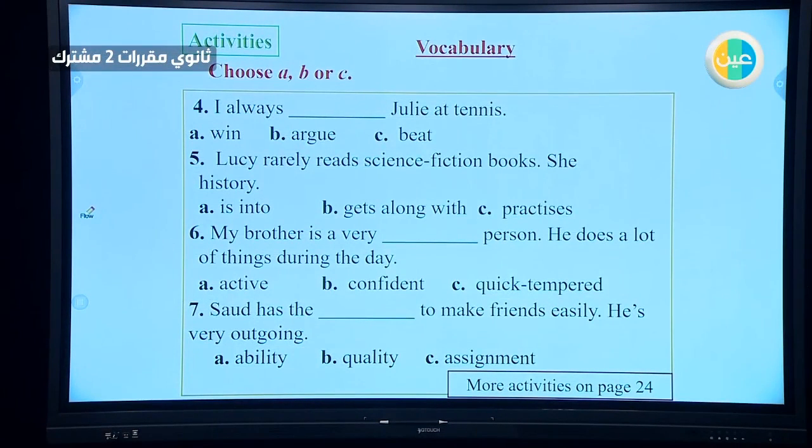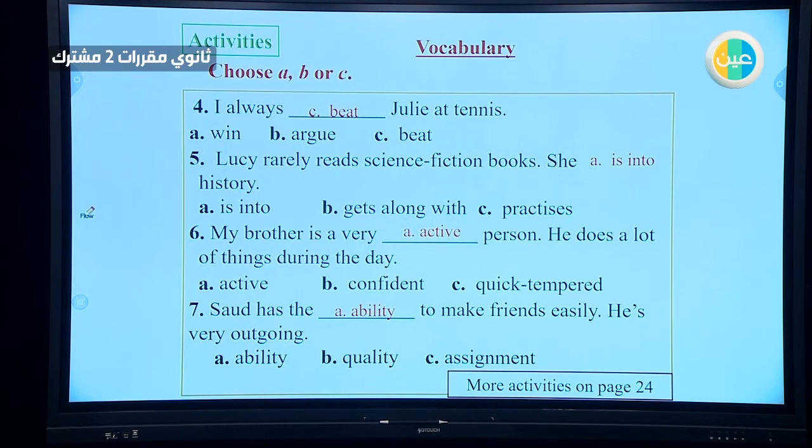I always beat her at tennis, when you play a game. It means at that game. Lucy rarely reads science fiction books. She's into it. It means that she likes it. Okay. My brother does a lot of things during the day. He's very active. Saud has the ability to make friends easily. He's very outgoing. So he has the ability. Of course, these are just examples for you. I just gathered some of them.